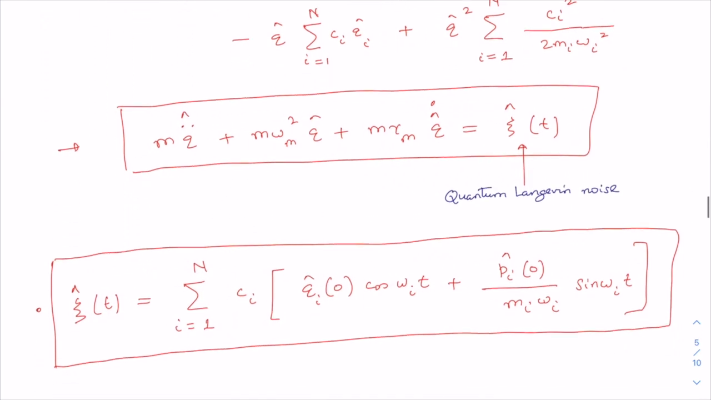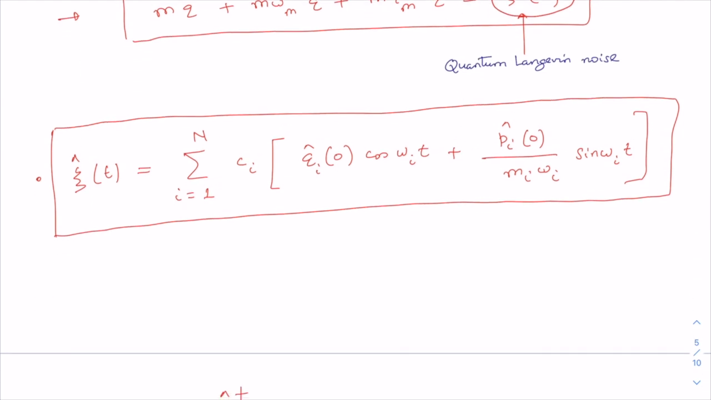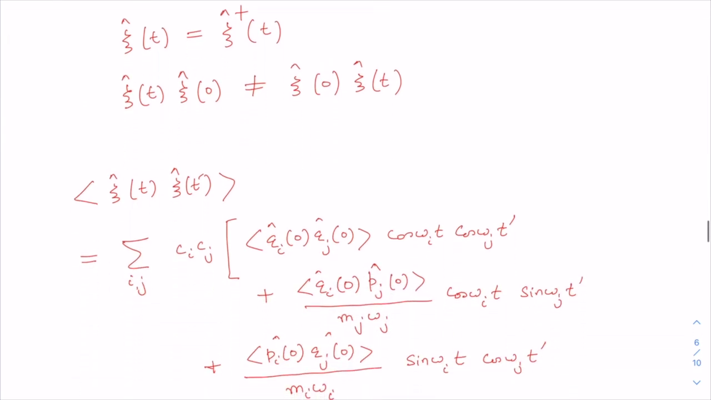So using the Heisenberg equation of motion, we can get an equation analogous to the classical Langevin equation, where the classical Langevin noise is now represented by this operator, and it has exactly the same form in the limit when the bath oscillator coupling is assumed to be weak. It is very easy to see that this quantum Langevin noise operator is Hermitian, and because these are quantum operators, xi of t, xi of 0 is not equal to xi of 0, xi of t. That means the time order also matters.